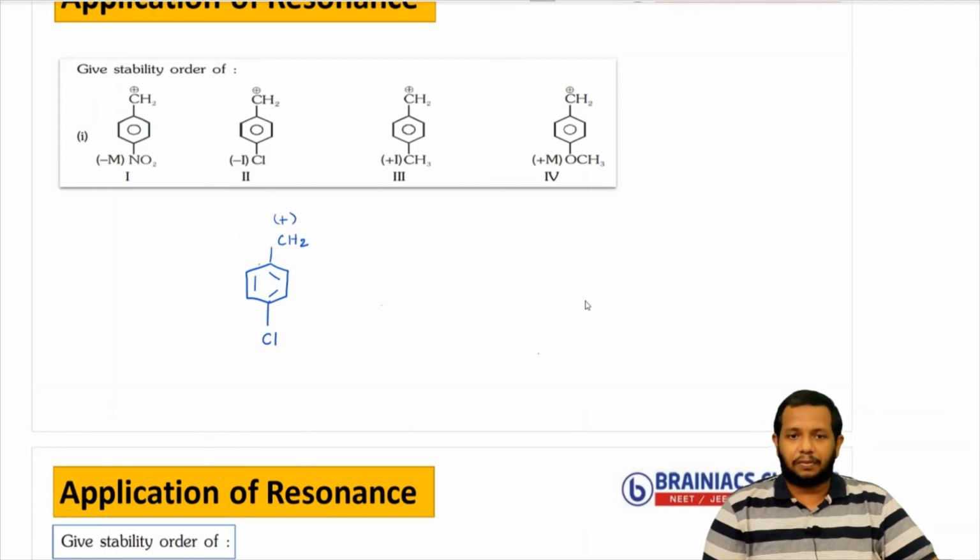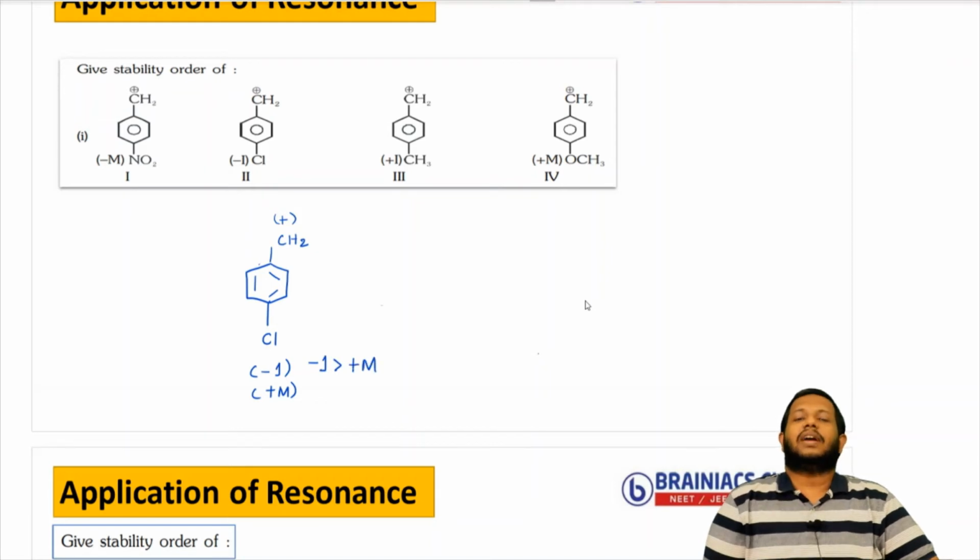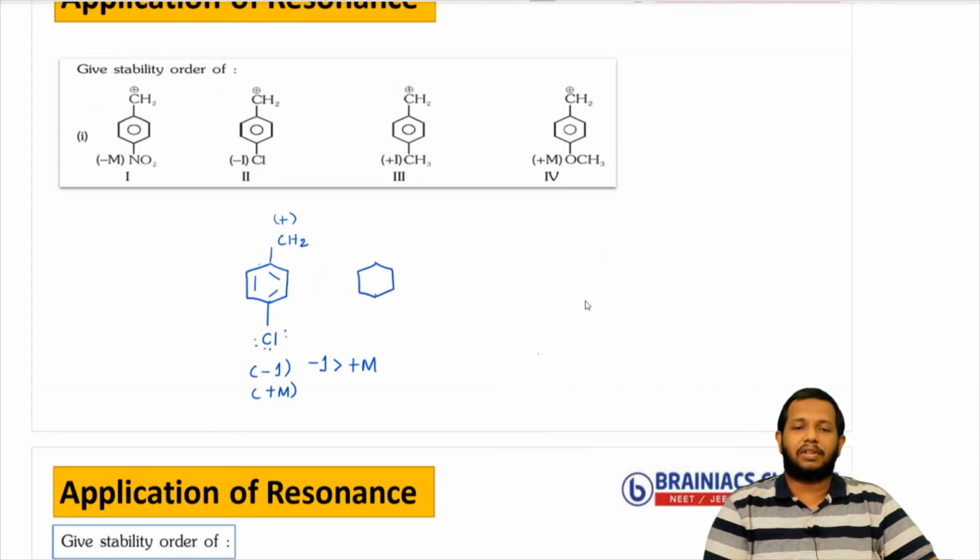So what are the effects of chlorine? Chlorine has minus I effect as well as plus M effect. The advantage here is, with respect to chlorine, that it is the only group having minus I greater than plus M. So even with the plus M effect, when plus charge comes here, I am drawing that resonating structure alone like this. So plus charge comes here like this. Chlorine has lone pairs present here.